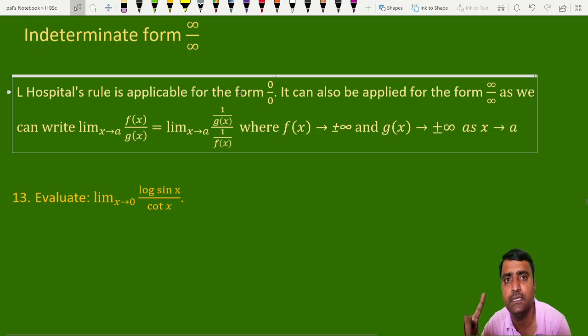But remember, at one stage we should reduce it to 0 by 0 form, after the first or second step. First or second or third step, at one proper stage you change it to 0 by 0 form. After reducing it to 0 by 0 form, we can easily find its solution.